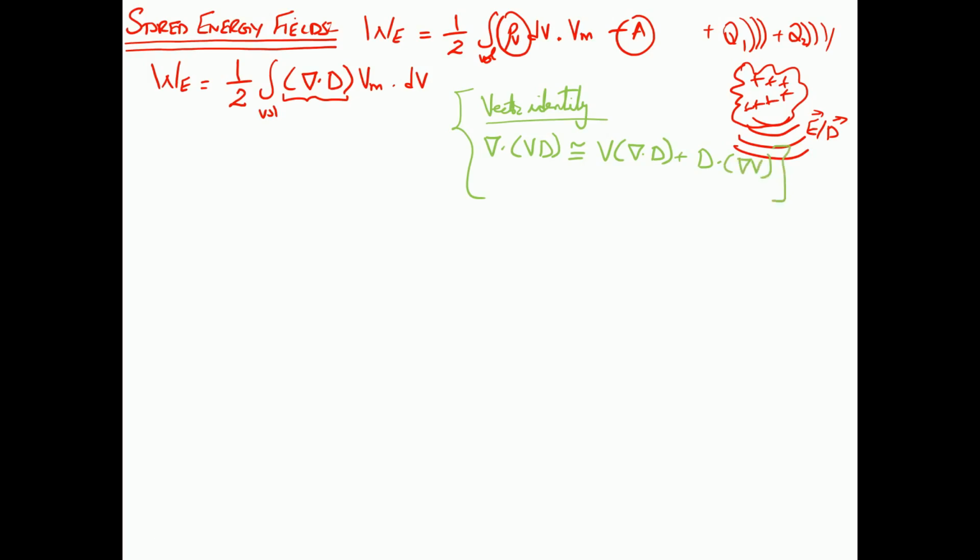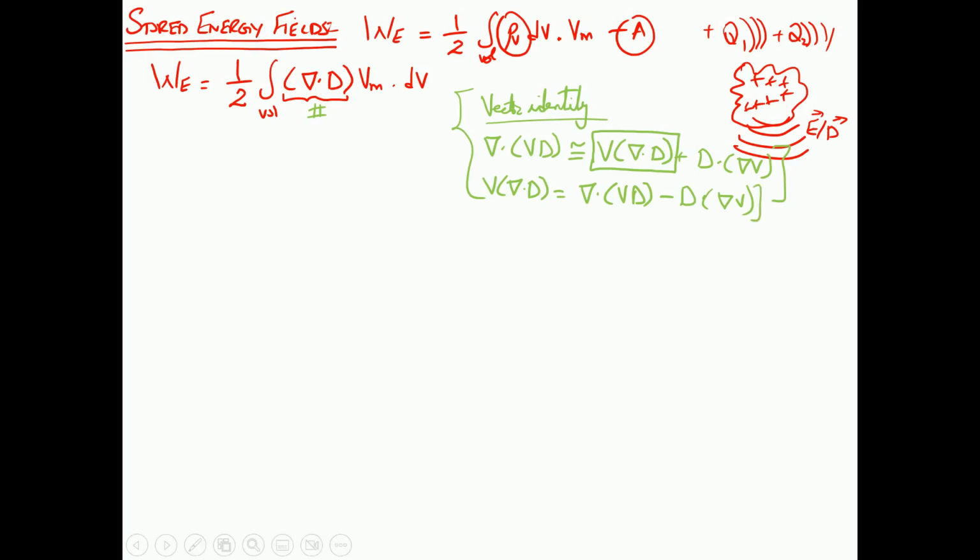Since we want to replace this portion with Vm, I can focus on this equation and extract the remaining part. This means that V times the divergence of D can be written as the divergence of V D minus D times the divergence of V. So this is what I am using.